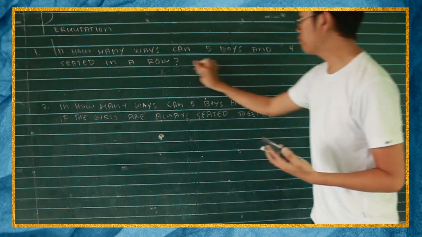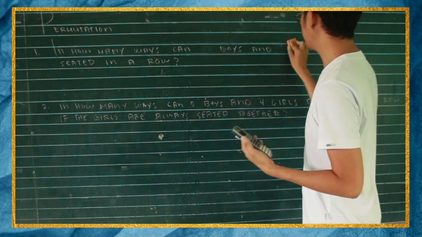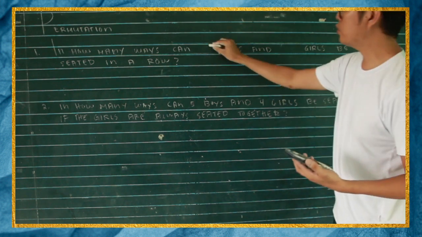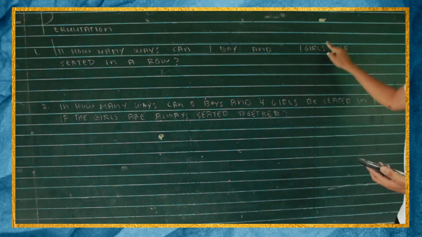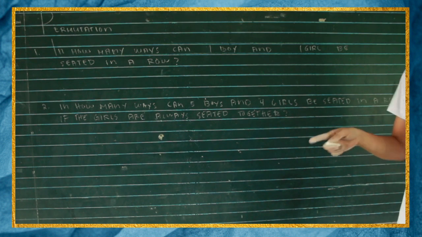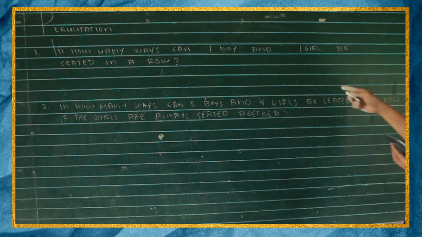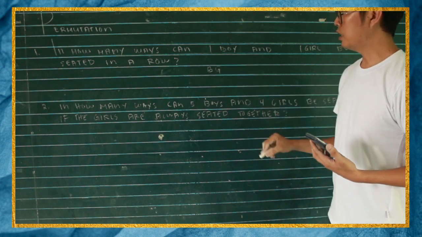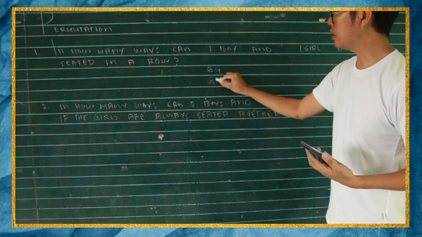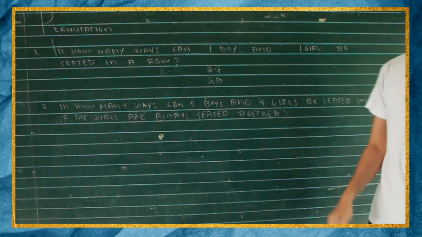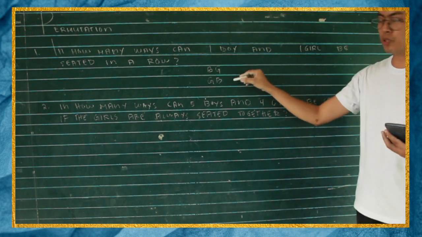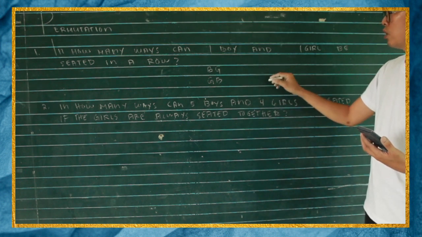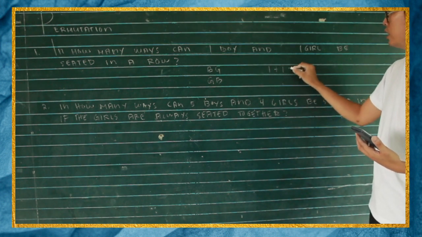If you would like some proof, for example, gawin natin mas maliit na number of boys. For example, you have 1 boy and 1 girl. In how many ways can 1 boy and 1 girl be seated in a row? It can be boy, girl, and then girl, boy. These are the only ways that they can be seated in a row. So that is 2. 1 plus 1 is 2.